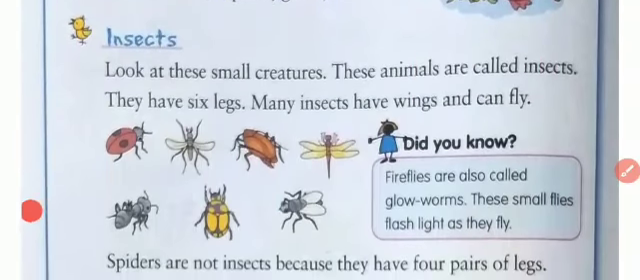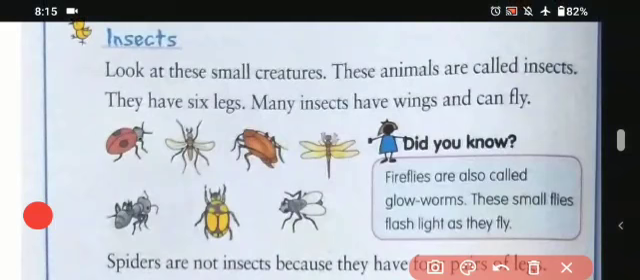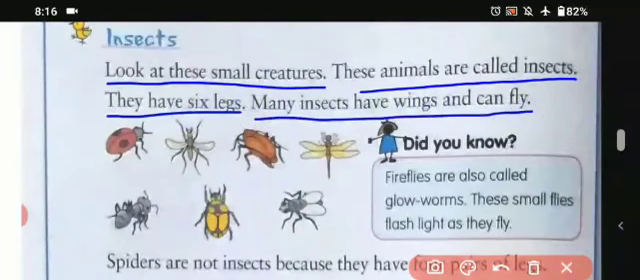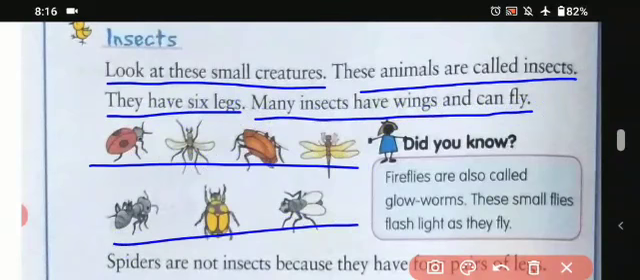Now we will also discuss some other animals. They are very small creatures and they are also called insects. How do they look? Look at these small creatures. These animals are called insects. They have 6 legs. Many insects have wings and can fly. Students, we are all scared of insects, but they are also found in our environment, in our surroundings. Here we can see the pictures also. These are the insects. Some of them can fly and some of them can't fly.